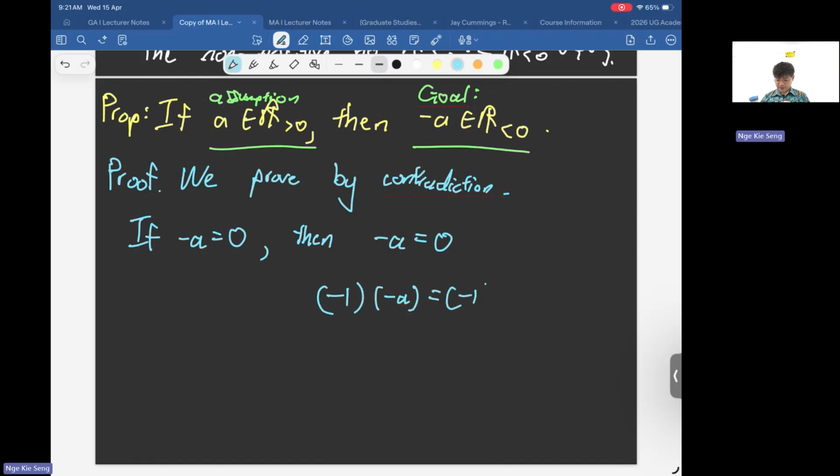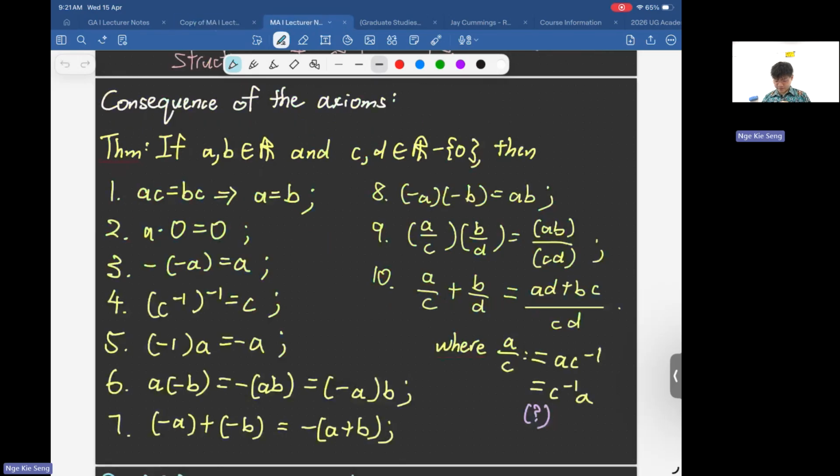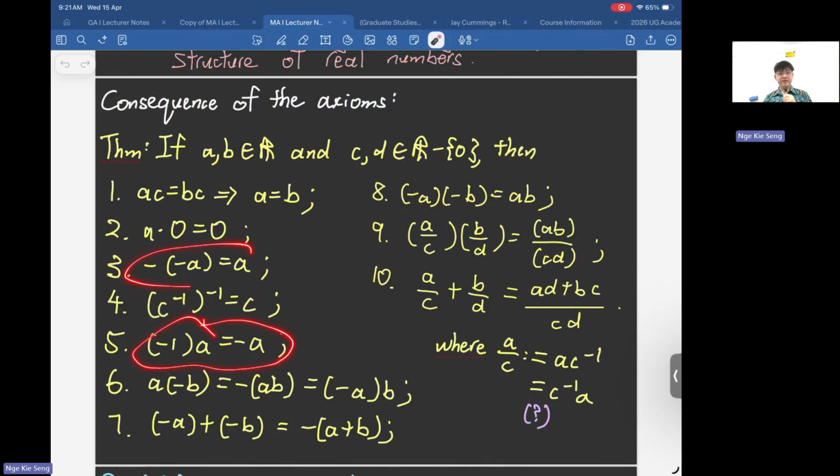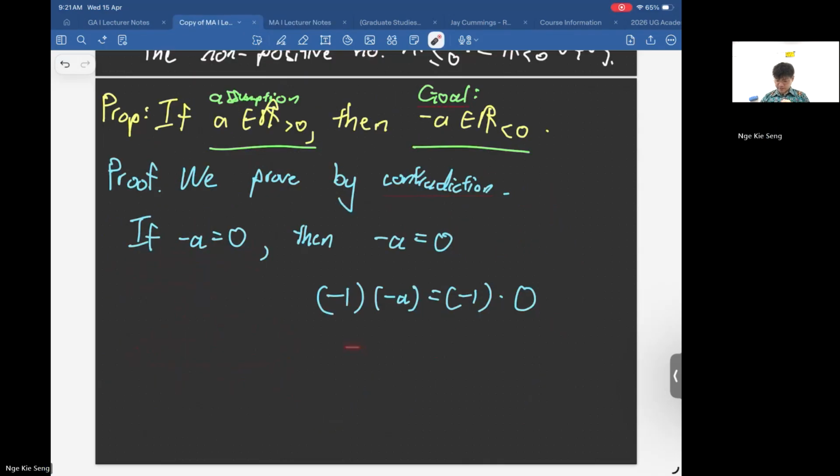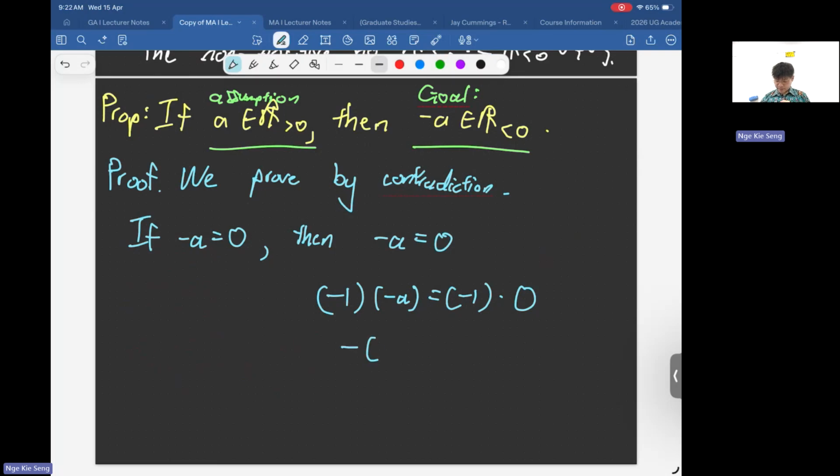Again, multiply -1 to both sides. And then last time we said, minus A times A is what? Do we have rules here? Yes, you can use this to make it this one. So we get minus A, and then minus anything times 0 is 0. We proved it in class last time. And then minus A minus A becomes A. A is 0. So here is a contradiction.